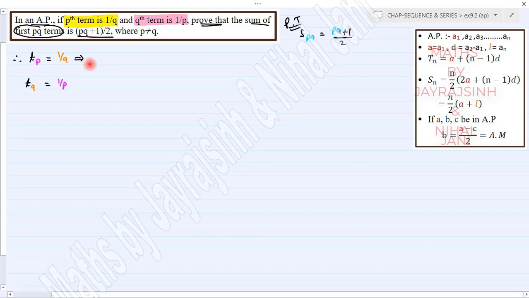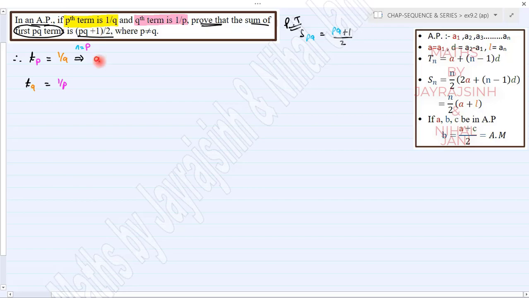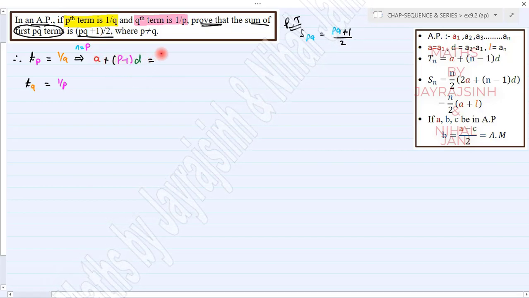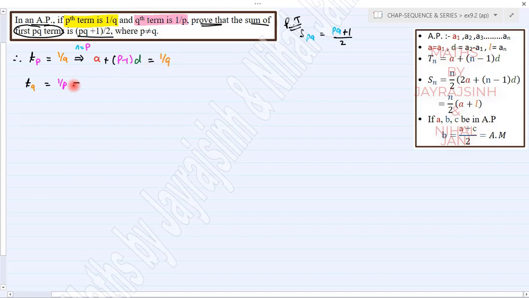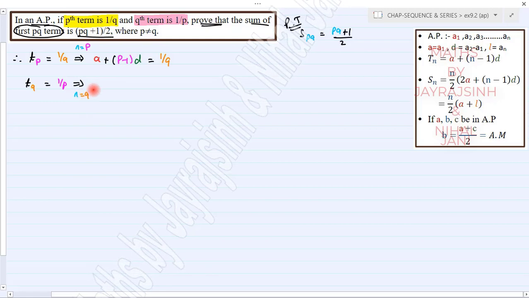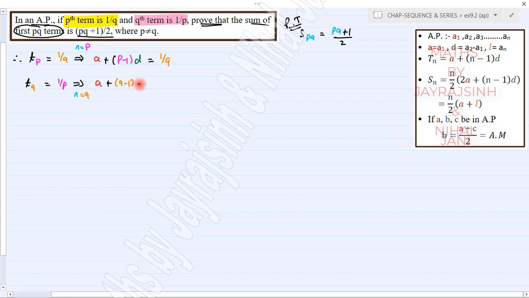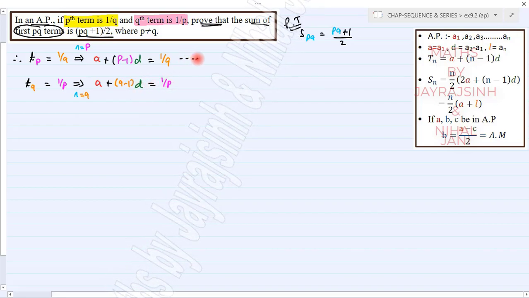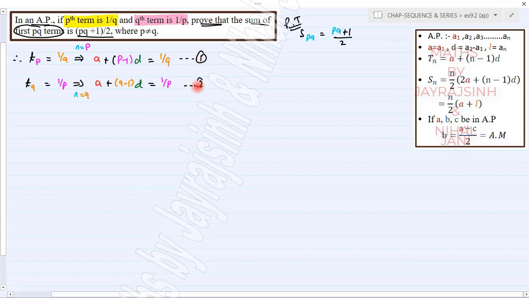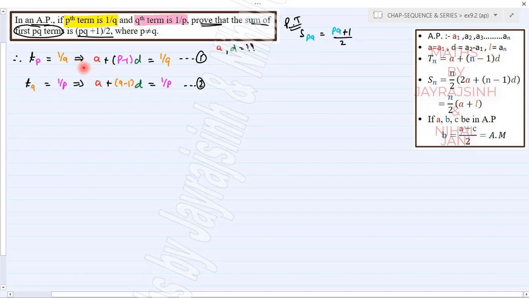So let's convert our first condition into an equation using the formula of Tn. For Tp we replace n by p, and we'll get a plus p minus 1 d is equal to 1 upon q, and for Tq we replace n by q. So we'll get a plus q minus 1 into d is equal to 1 upon p. So we have two equations and we have to obtain a and d. Let's try to solve them.